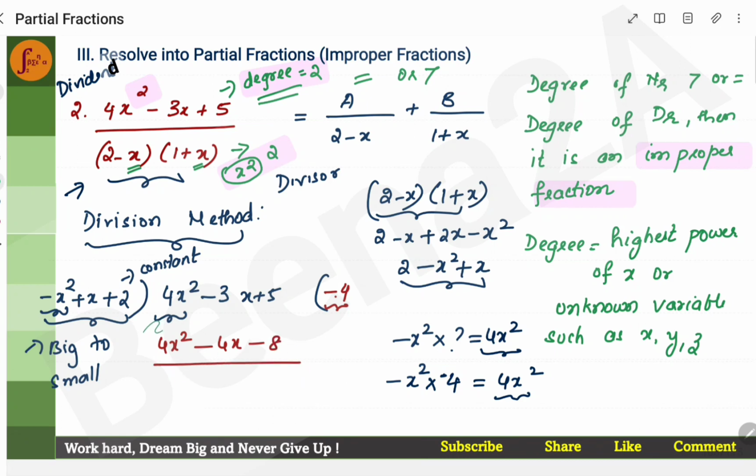Now we'll subtract the entire expression. So this will get cancelled. Minus 3x, with minus and minus becoming plus, minus 3x plus 4x would become plus x. And 5, minus and minus will become plus, 5 plus 8 would be plus 13. Now I can end this here because I have nothing to carry forward. And this remainder, whatever is left over here, is lesser than this particular first term. So x is lesser than x square, right? Therefore, I need to stop it here.